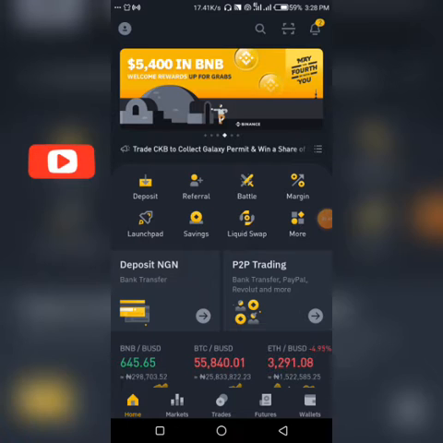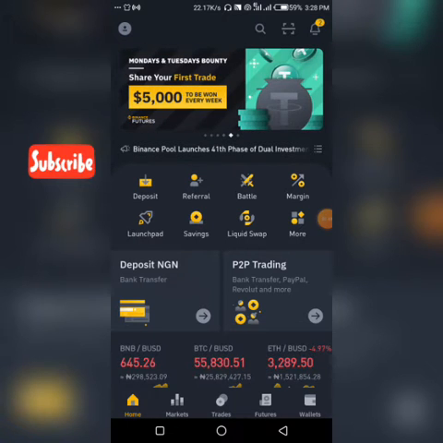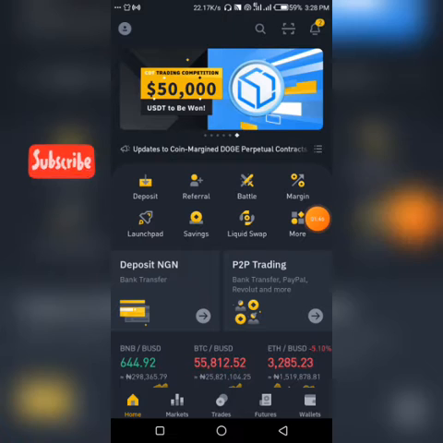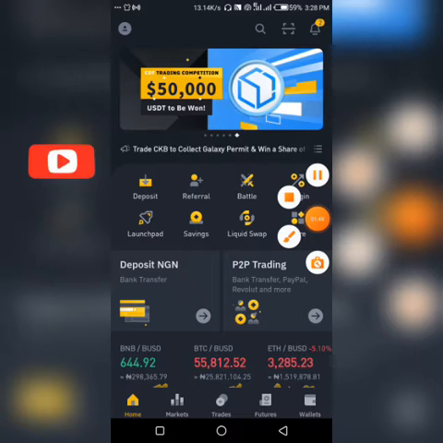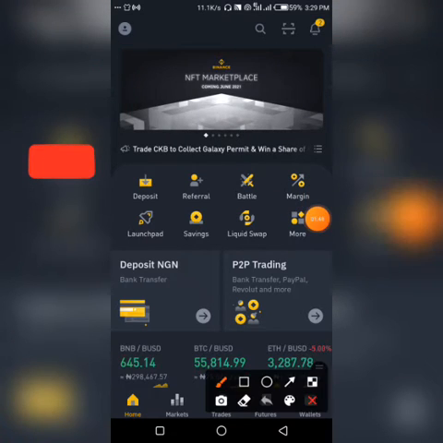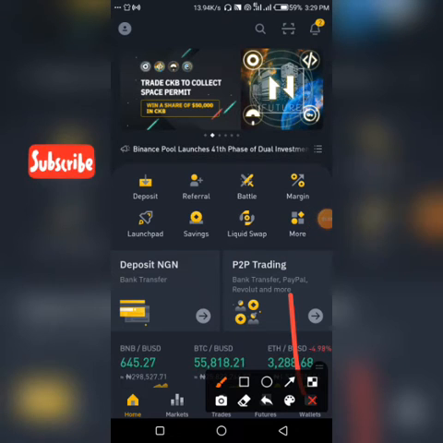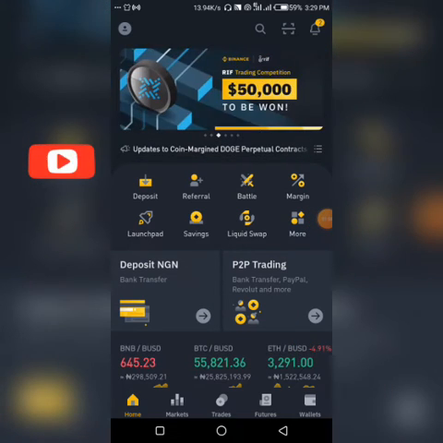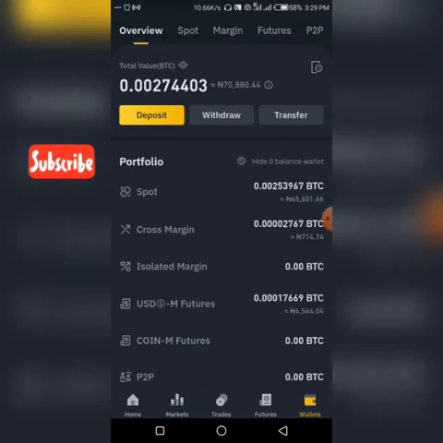So the next thing you want to do is go to your wallet, just like here, wallet. You can go to your wallet here and check how much you have, if you have money you want to use for a token or something. When you click on your wallet, the first thing that appears is the overview. The overview is the total amount of money in your Binance wallet.